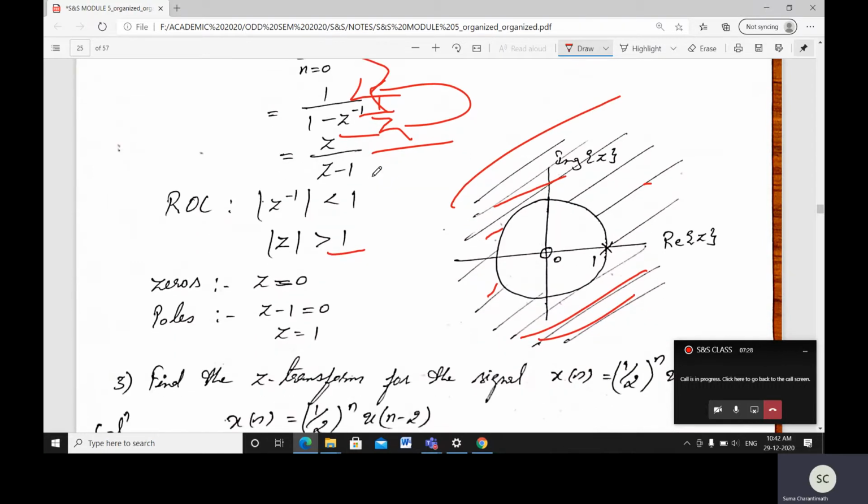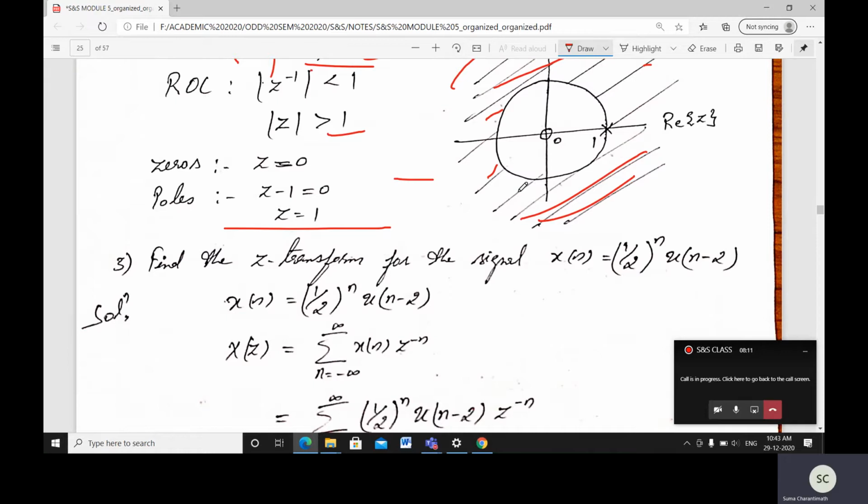Then after solving, the equation should be in terms of z. Then I can find how many zeros and poles exist for our given equation. The zeros are based on our numerator value: z equals 0, meaning at the origin you get the zero. Then the poles are given by the characteristic equation of the denominator part of the z transform equation X of z. Therefore, poles are z minus 1 equals 0, therefore z equals 1.